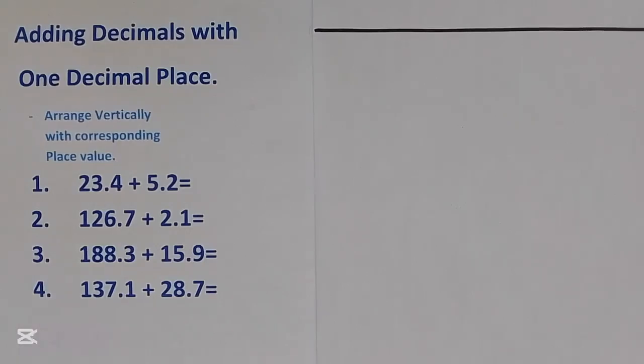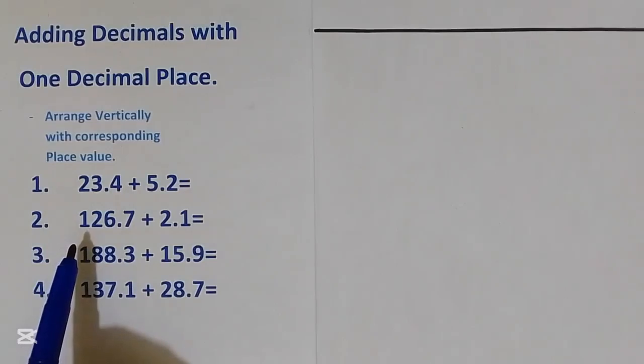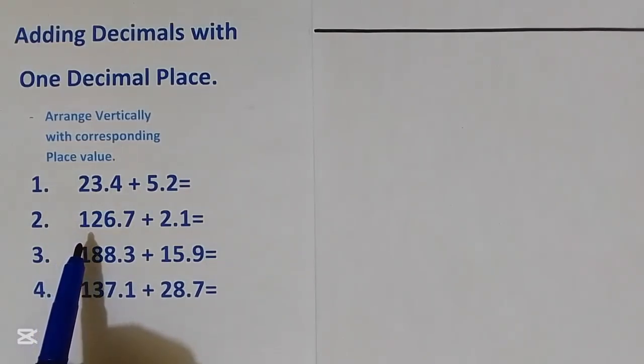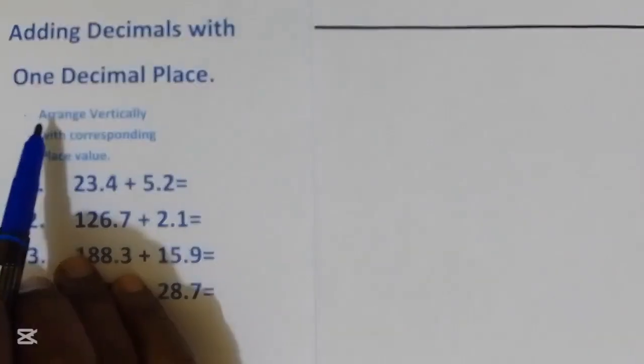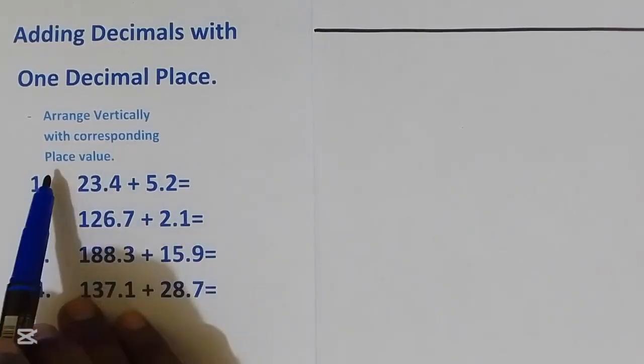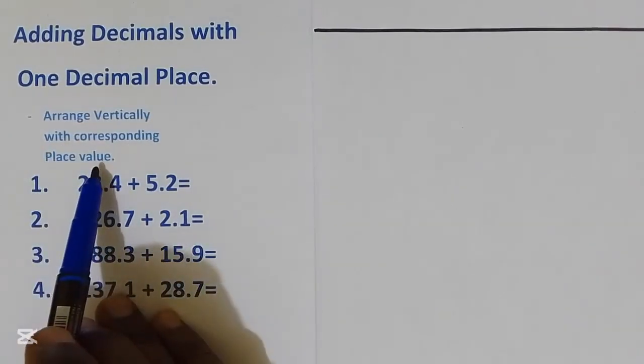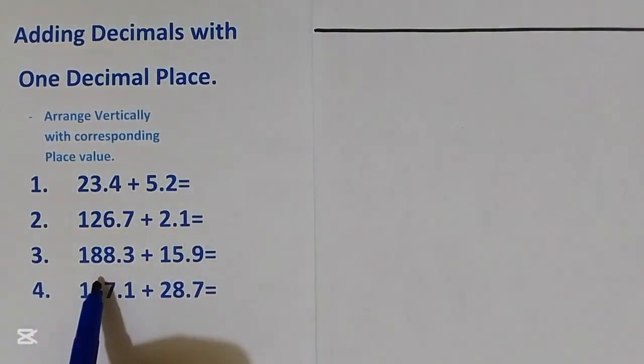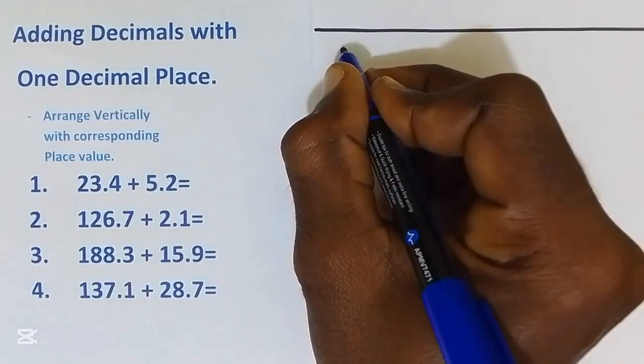Today we are going to work on decimals, and we are going to do adding decimals with one decimal place. The addition of decimals is normal, like adding whole numbers, but here we are going to be much more careful in arranging the numbers vertically with corresponding place values. Now, before we go to this question, let us touch on place values.